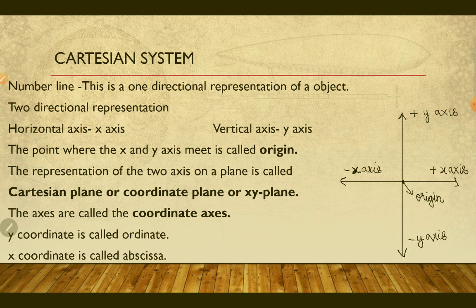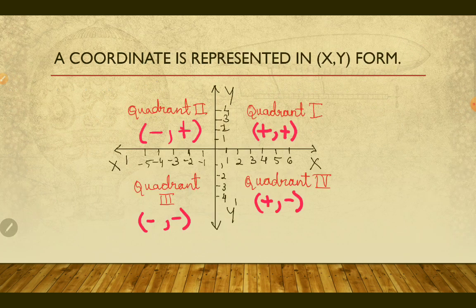The axes are called the coordinate axis. Y-axis is also called ordinate and x-axis is also called abscissa. A coordinate is represented in x, y form. First you represent the x value, then the y value. The coordinate plane is divided into 4 quadrants.